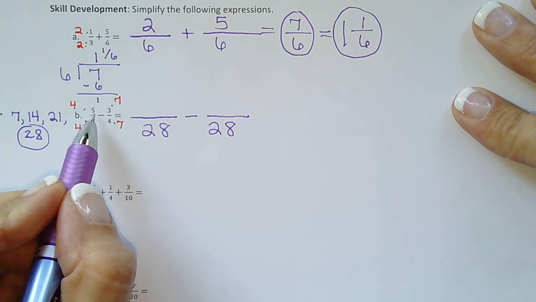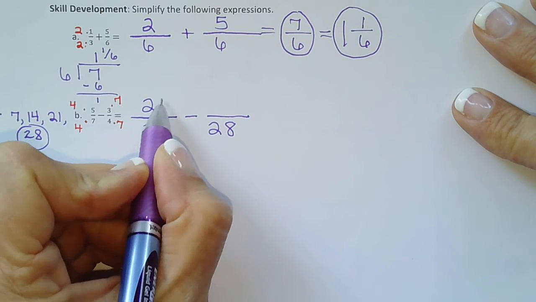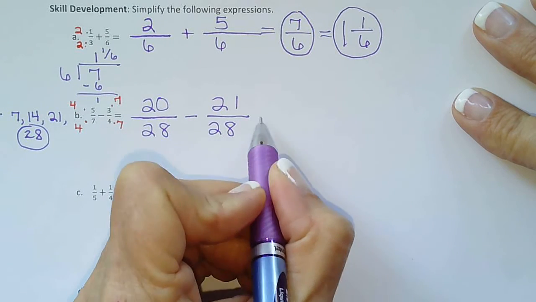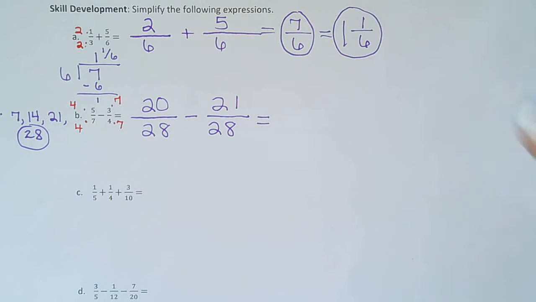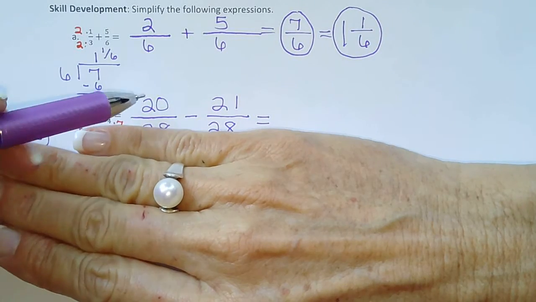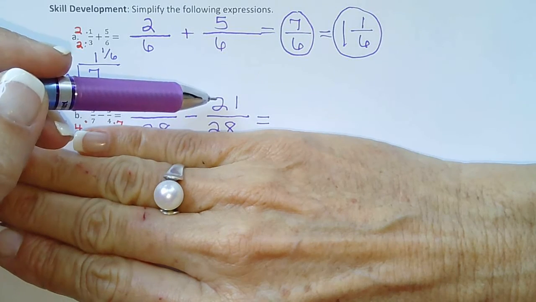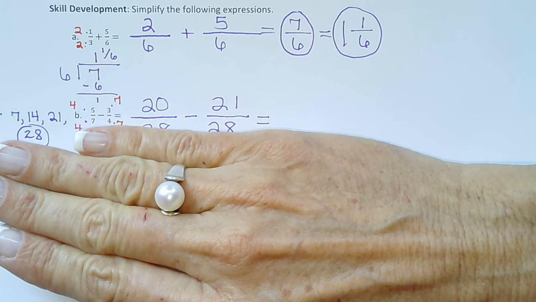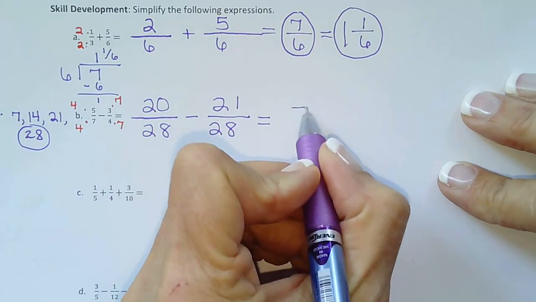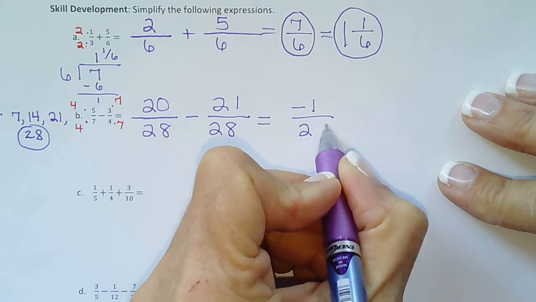So then we get 20/28ths minus 21/28ths. And the rules for adding and subtracting signed numbers are just the same. So if you have $20 and you go out and spend 21, what's your bank account going to be? -1, right? So -1 over 28.